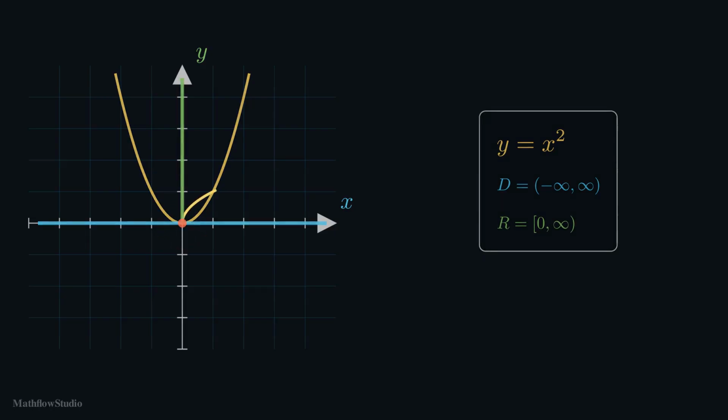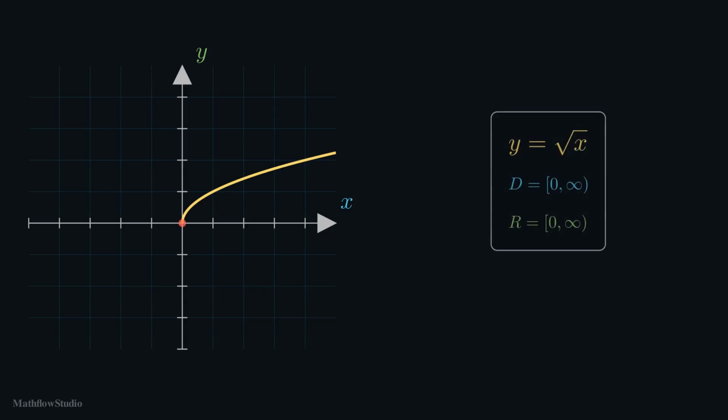The square root function only accepts inputs from 0 upward. Negative inputs have no real square root, so the domain starts at 0 and goes right. The outputs also begin at 0 and climb upward, so the range is 0 and above.